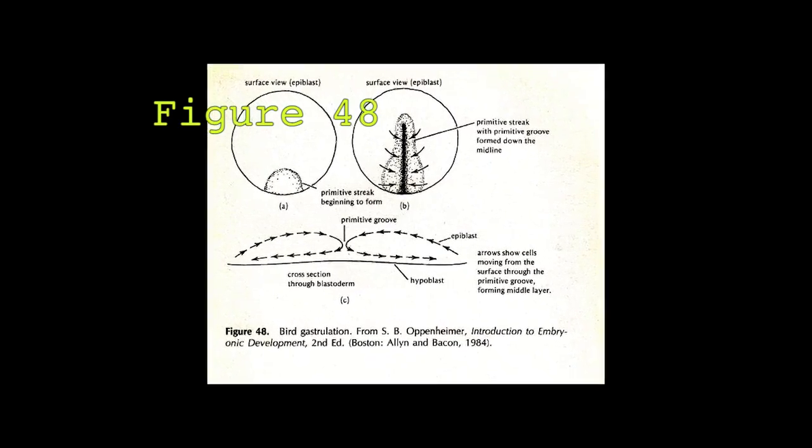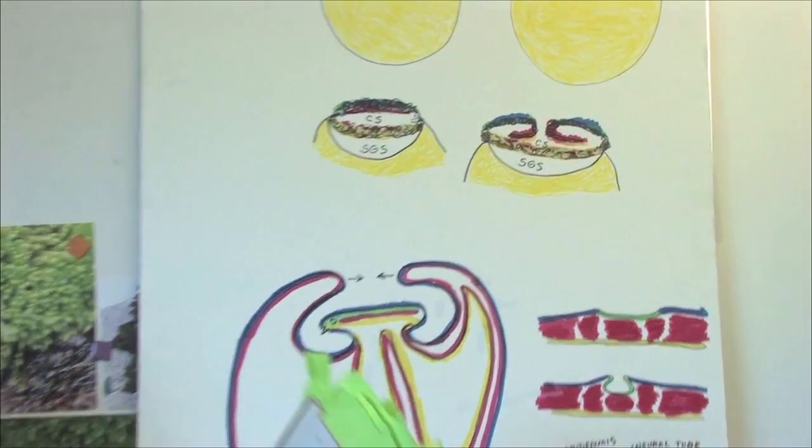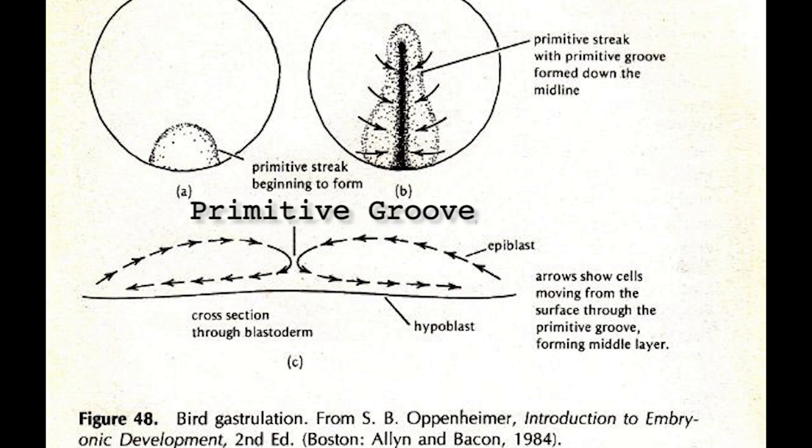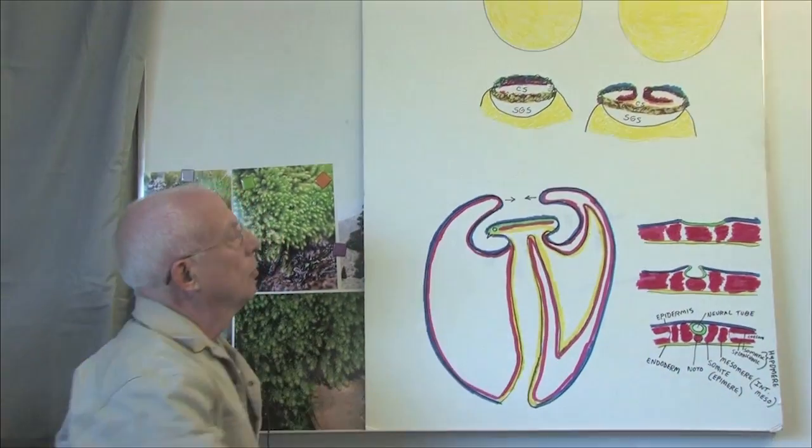Chick slides. If we look at figure number 48, that shows the primitive streak, which is the mountain. It shows the primitive groove, and it shows the cells moving in. That's bird gastrulation. And figure 49 is actually a slide of that. Figure number 49 is this also. It shows the primitive streak, it shows the primitive groove, and cells moving into that primitive groove.